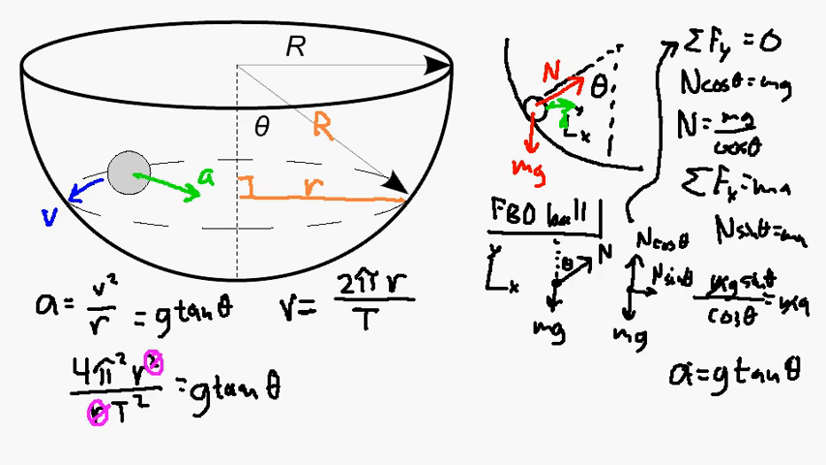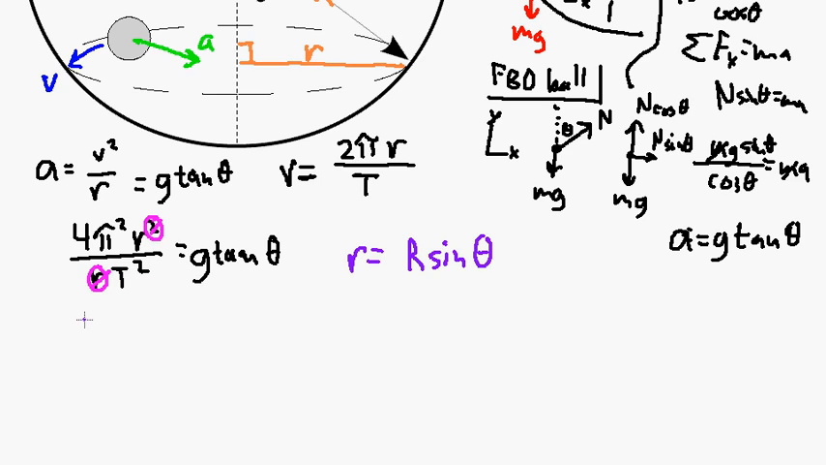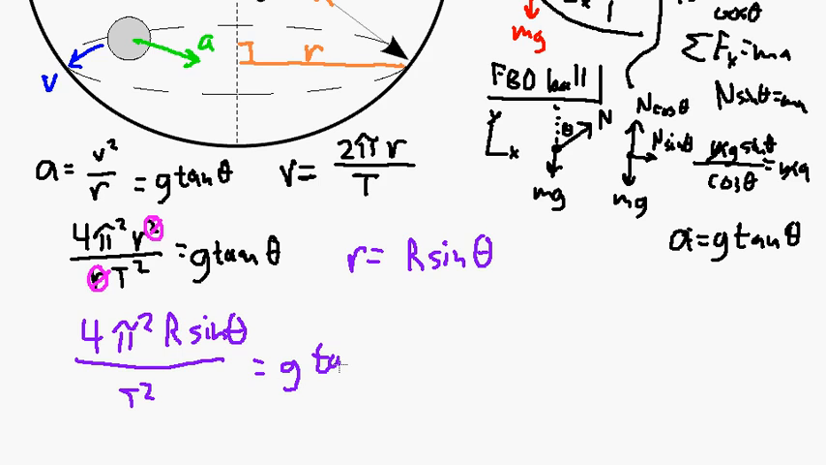Now we also know, well, what's this r in terms of big R? This angle theta here is really this angle up here. So this is little r, and little r over big R is going to be the sine of theta, right? Adjacent over hypotenuse. So little r equals big R sine theta, which means if we pull this through, 4 pi squared big R sine theta over T squared equals g tangent theta.